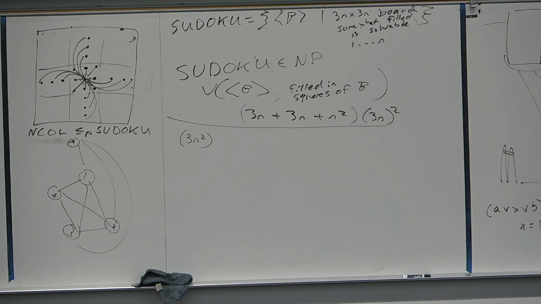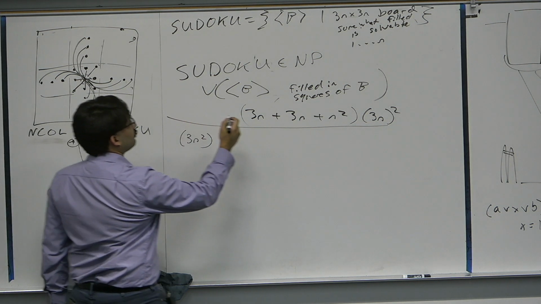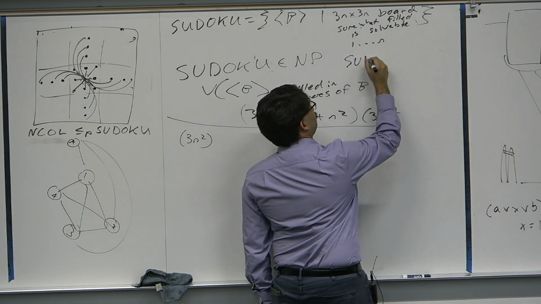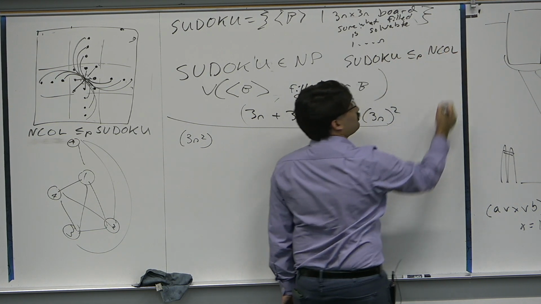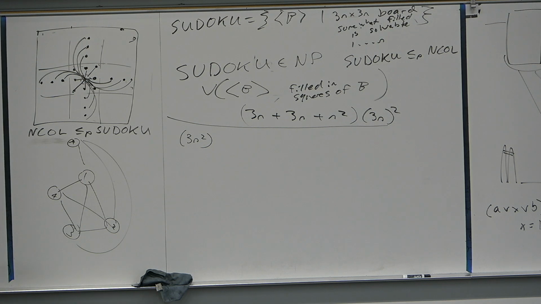I did the reduction backwards. We're actually reducing from Sudoku to N coloring. Yeah, we have to go the other way. The reduction is backwards. This reduction does not show the hardness of this. I'm just going to finish the reduction anyway, but it doesn't show the hardness.